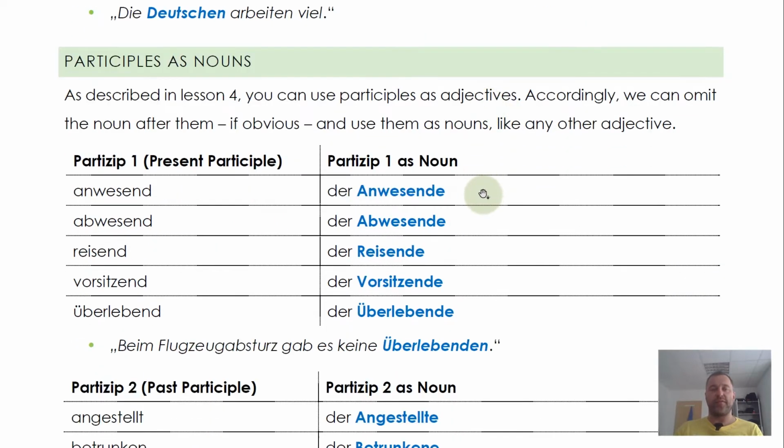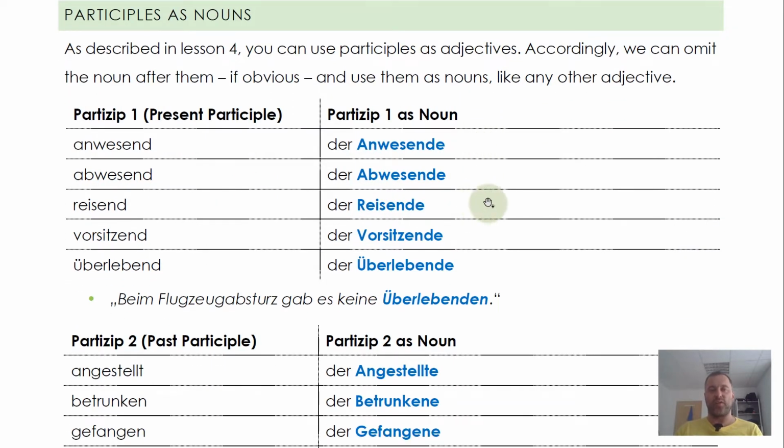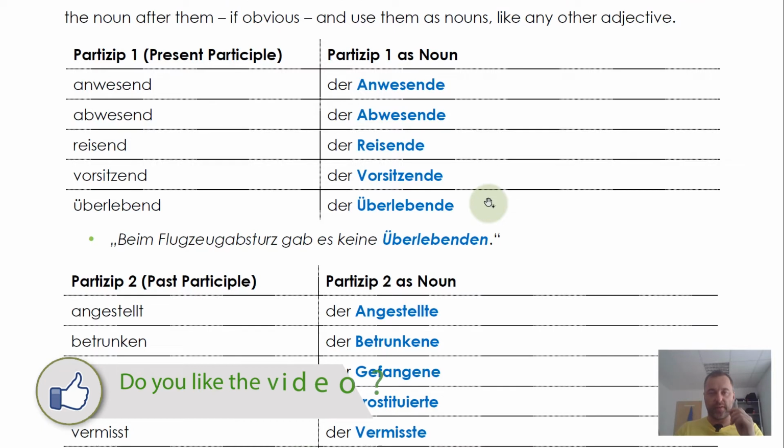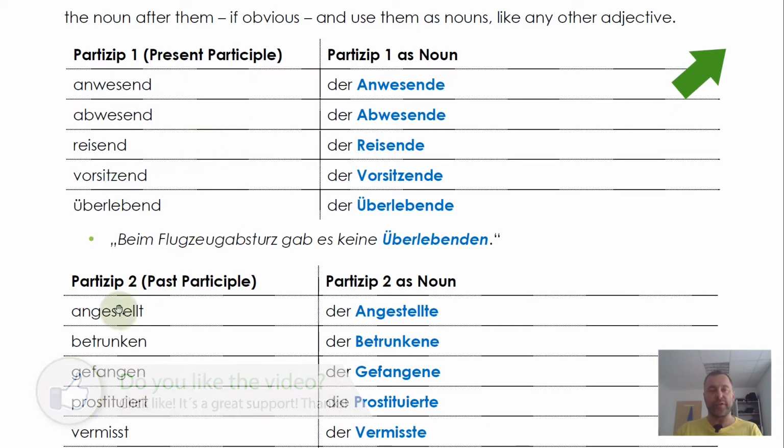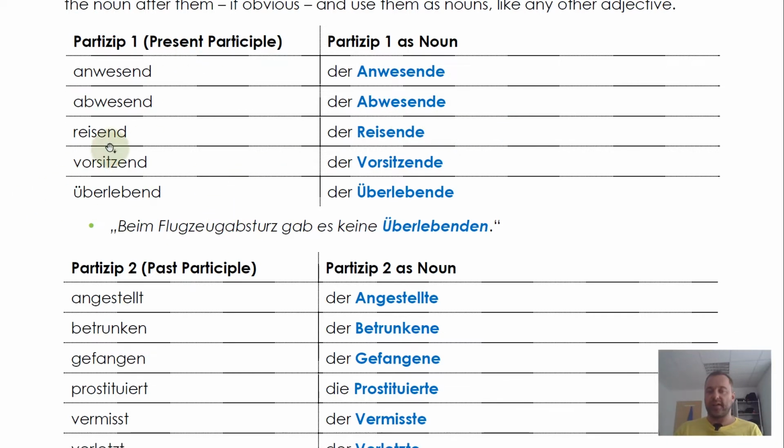So let's have a look at the participles as nouns too, because this works exactly the same way. So present participle, if you don't know what it is yet, please check out my video in the info cards. Anwesend, so to be present, der Anwesende, so the present one. Abwesend, to be absent, der Abwesende, so the absent one. Reisen, traveling, the traveling one. Word by word.